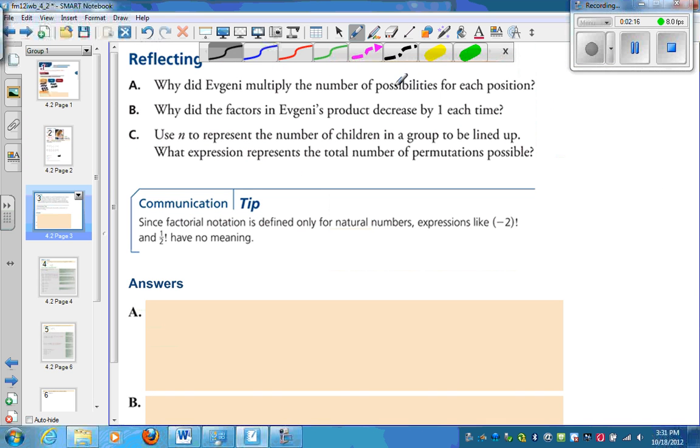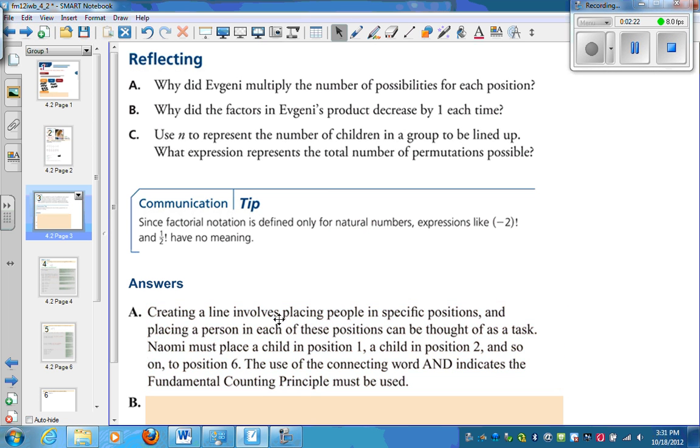Okay, why did they multiply for each position? The reason we multiplied, something we talked about yesterday, is that creating a line involves placing people in specific positions, and placing a person in each of these positions can be thought of as a task. Naomi must place a child in position 1, a child in position 2, and so on to position 6. The use of the connecting word and, because how many ways can I place here and here and here, all 6 times? And means fundamental counting principle. Remember, there's the word and in fundamental.